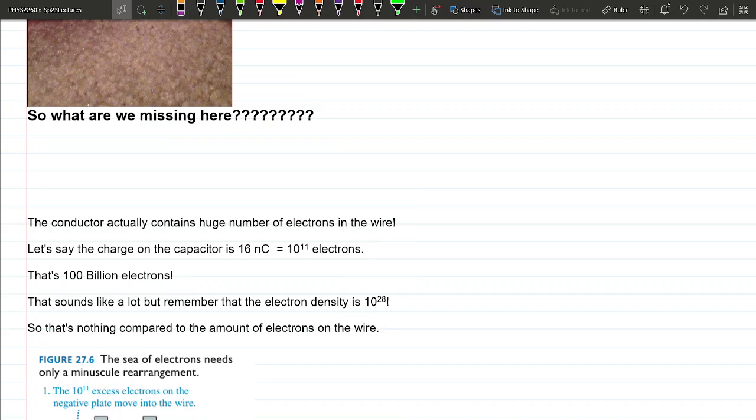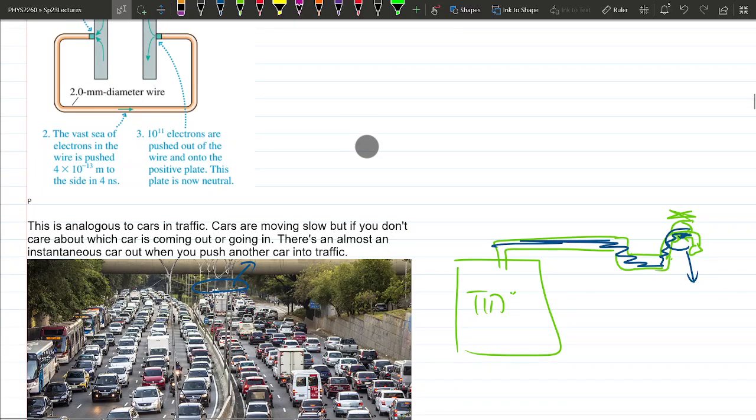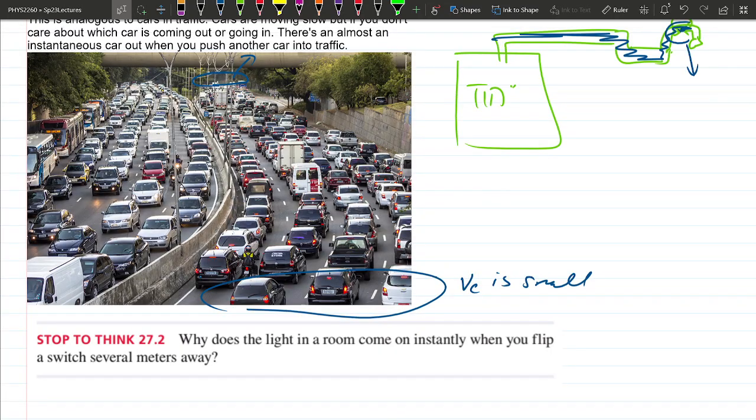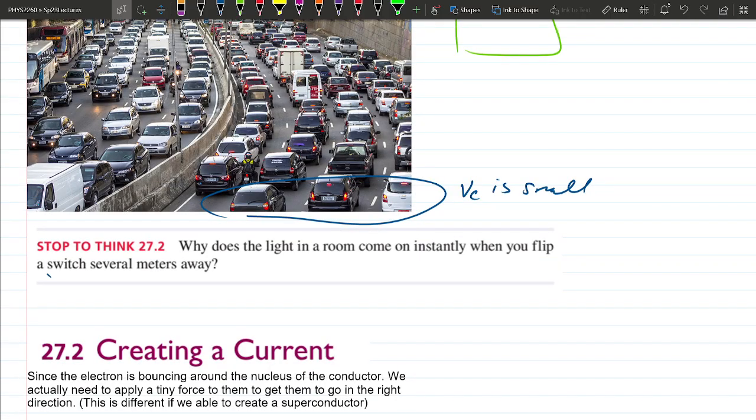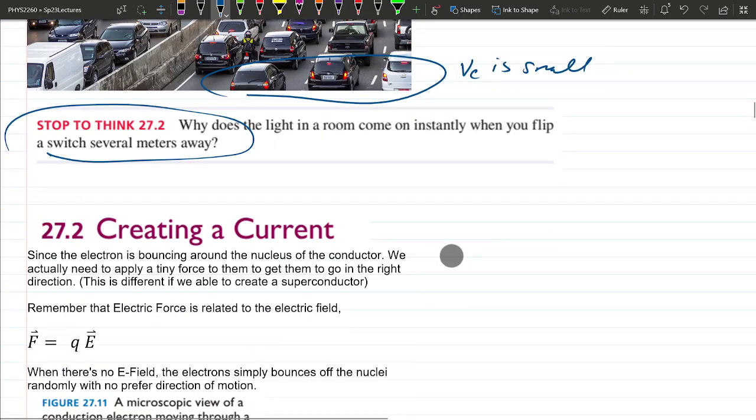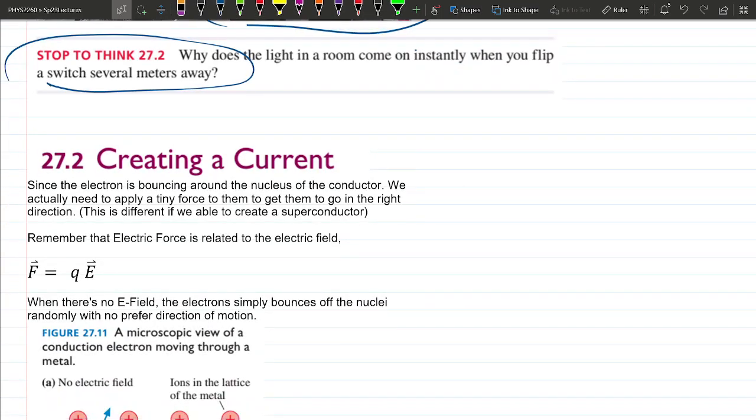Okay, so that's a good little discussion about that. Let's see. Oh, and I think I kind of ruined the stop to think question. Sorry about that. Now that we have a little bit of understanding of what a current is, well, what an electron current is, we haven't really talked about the non-electron current because we're going to have to do a sign correction there.